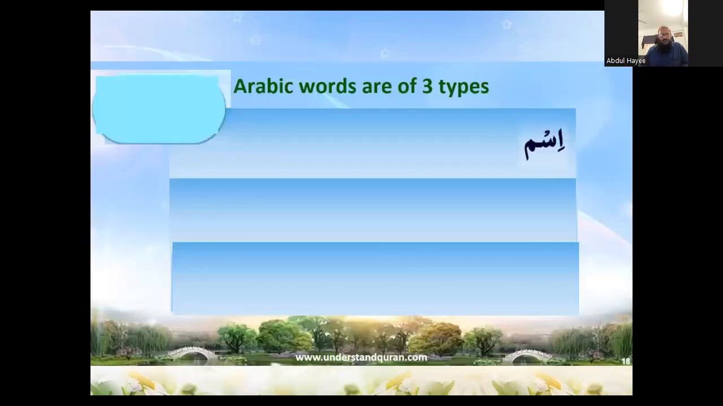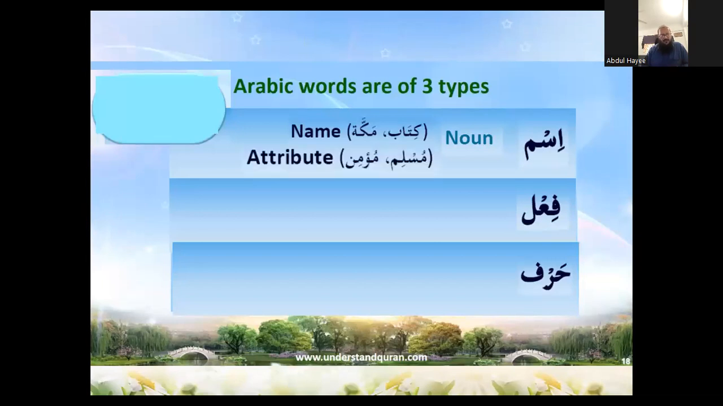We know there are 3 types of words in Arabic: ism, fail, harf. Ism means noun, like kitab, Makkah, or it may be an attribute like Muslim, mumin. The identification is that in the beginning it may have alif lam, or it may have double dhamma, or double fatha, or double kasra, or at the end it may have waw, noon, ya, noon, and alif ta.